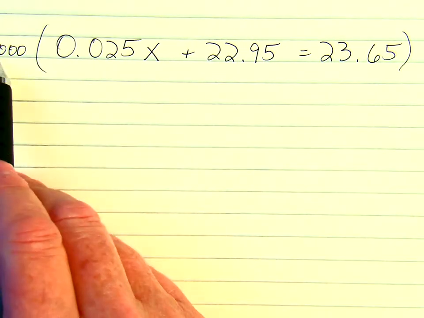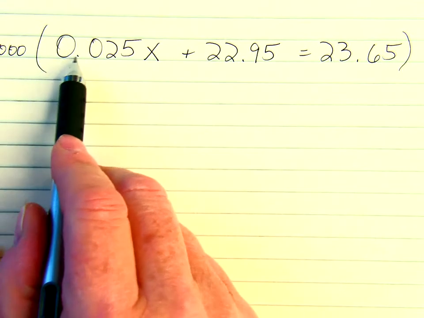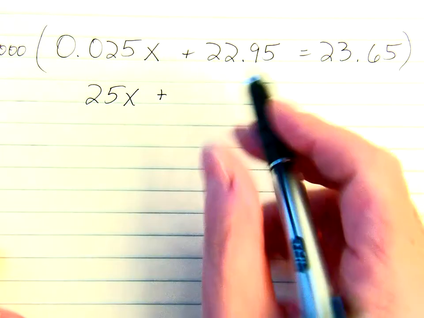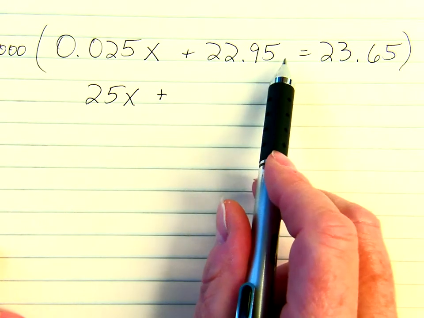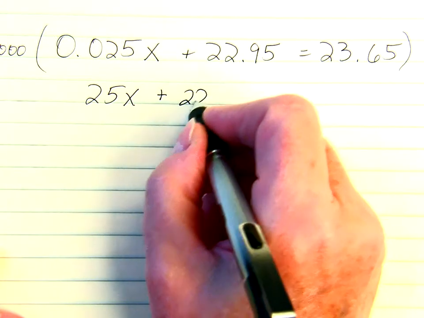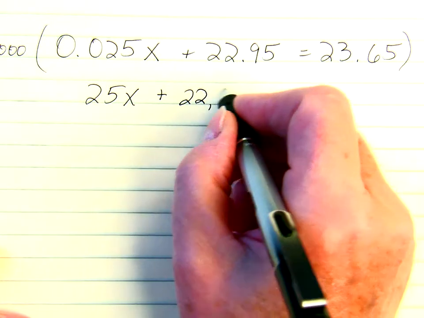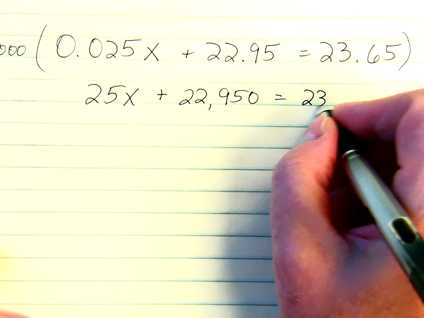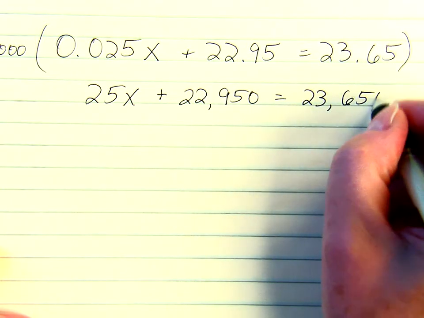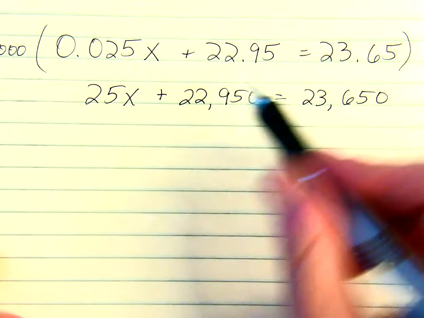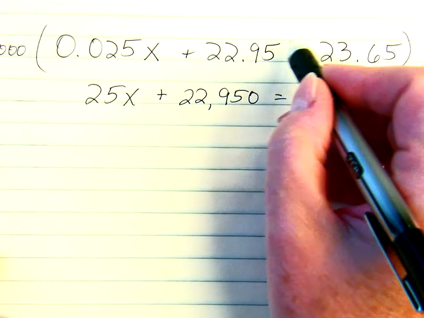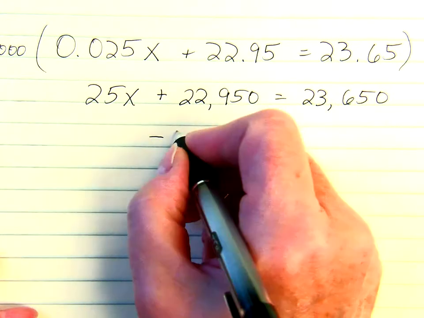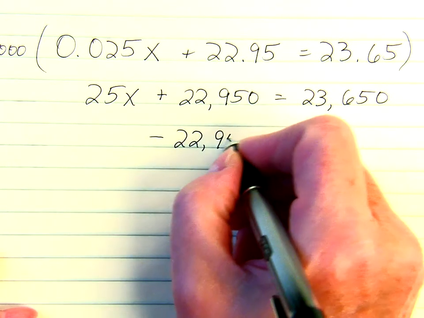So having 3 zeros means that I can move this 3 places, which gives me 25x, plus here I'm going to move it 3 places. So that means I'm at 22,950 equals, and doing the same thing here, 23,650. Hopefully everybody understands how that moves, because 1, 2, and then 3. I've got to add that 0 on the end of both of those. Now, subtracting 22,950.